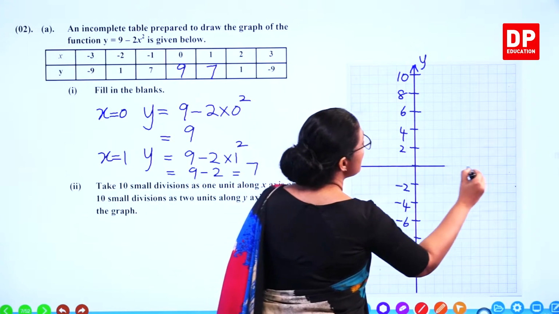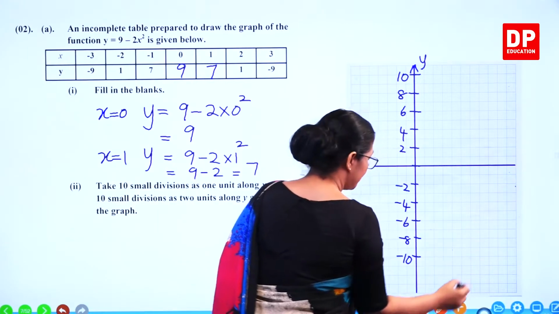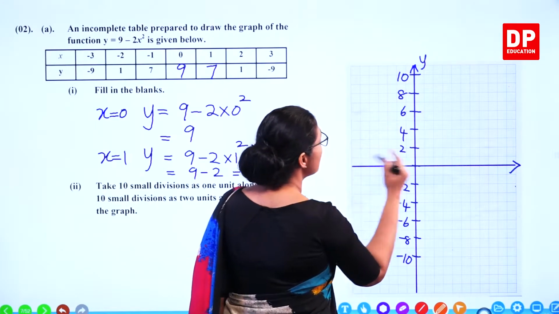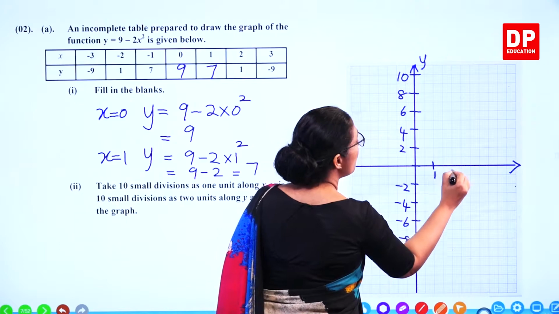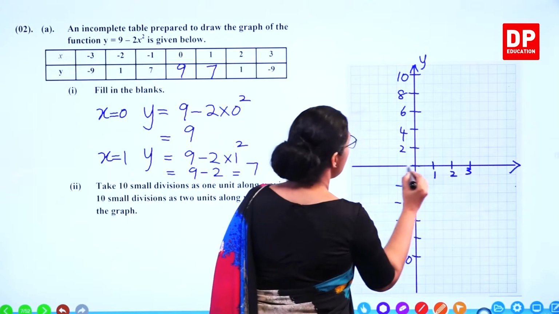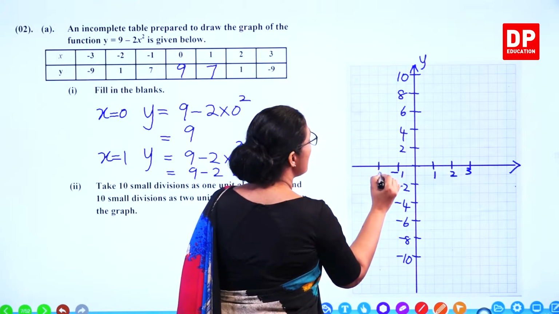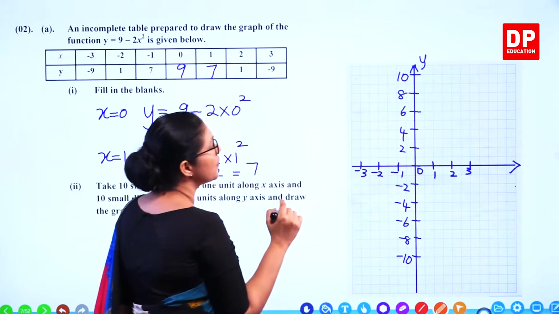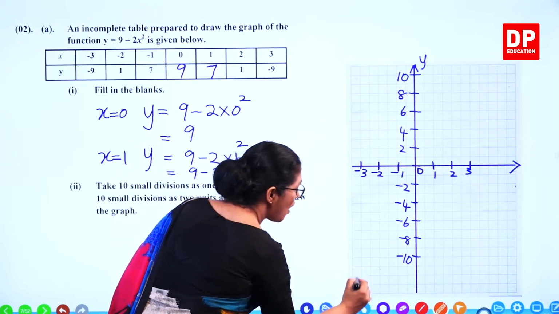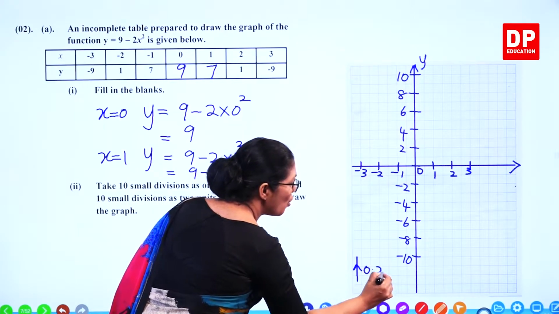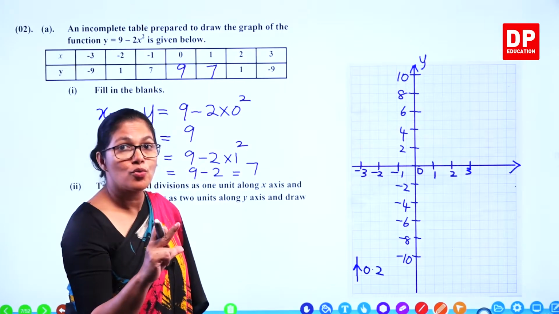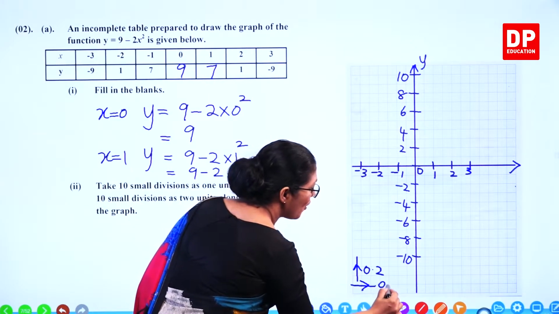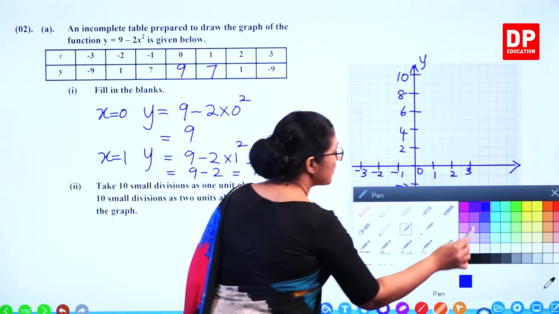Now we can draw the x-axis and mark the values. Now here 10 squares 1 unit there. 1, 2, 3, -1, -2, -3. So this is 0. So that's the scale. Now you have to write down this way 0.2 because 10 squares means 2 units. And this way 0.1.